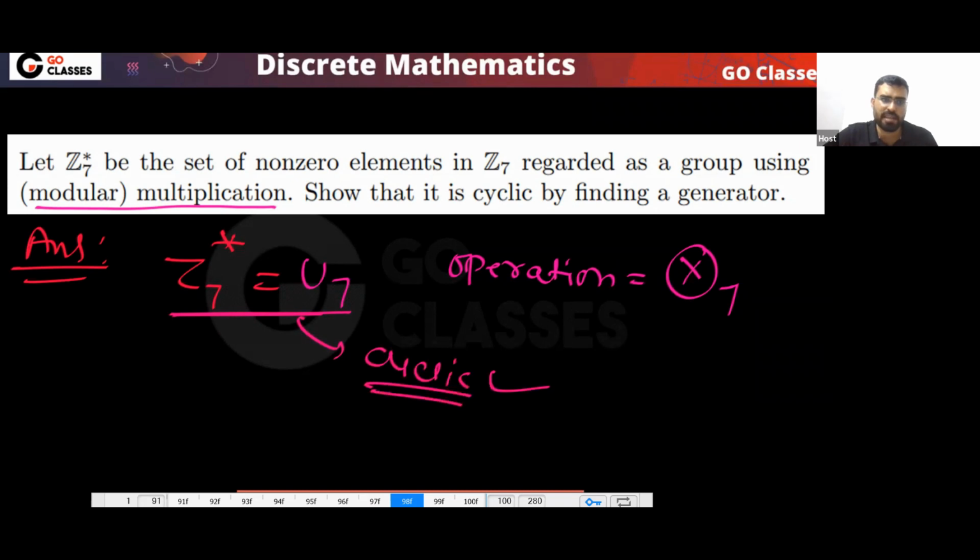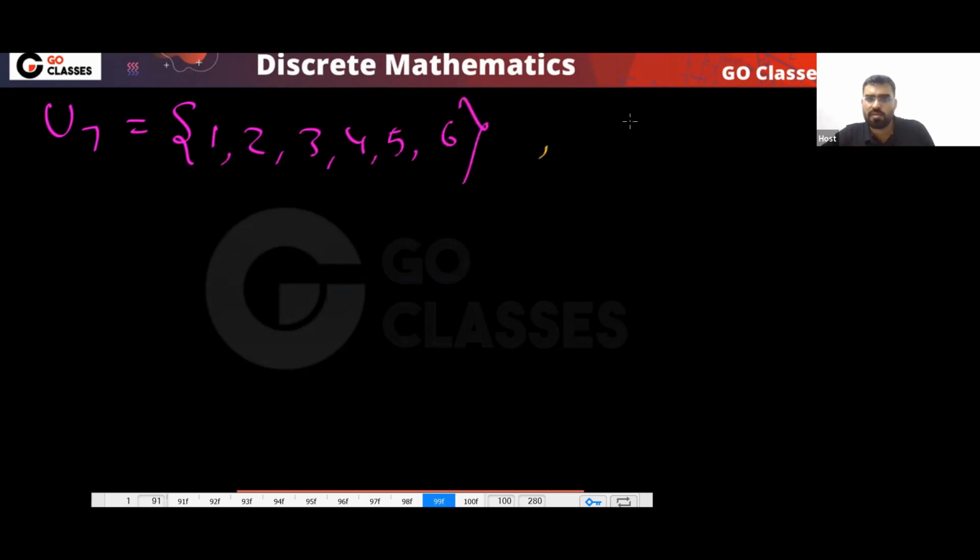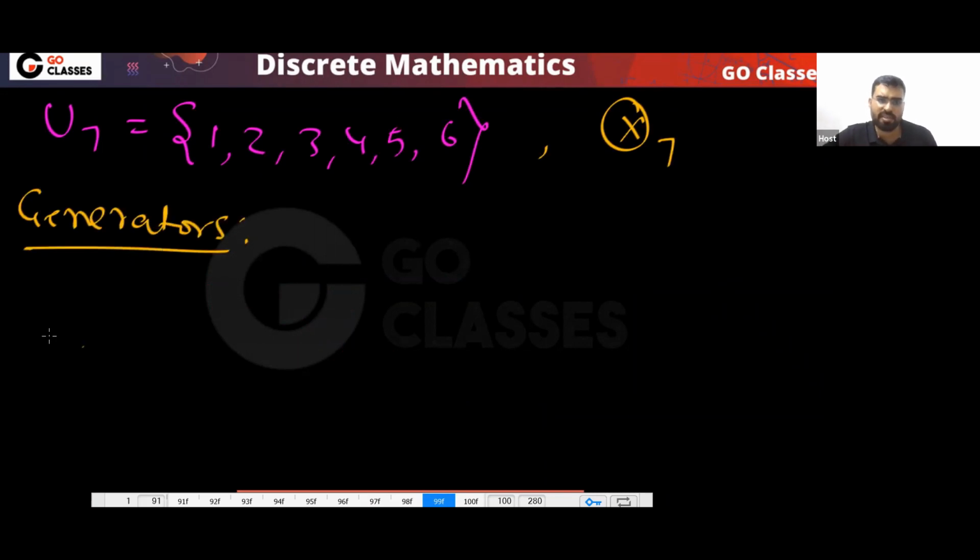You can notice this is cyclic, and you can check the identity element. The generator. What will be the generator? Think about it and tell me, what will be the generator? Which element has the power to generate all the elements? You have U7. U7 is 1, 2, 3, 4, 5, 6. So what are the generators? The identity element can never be the generator because the identity element can only generate itself.